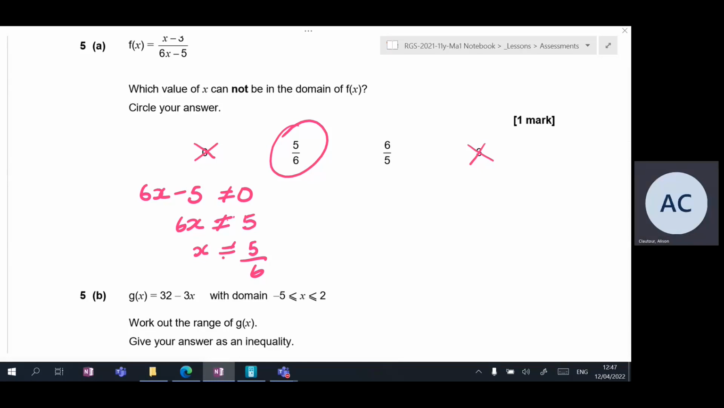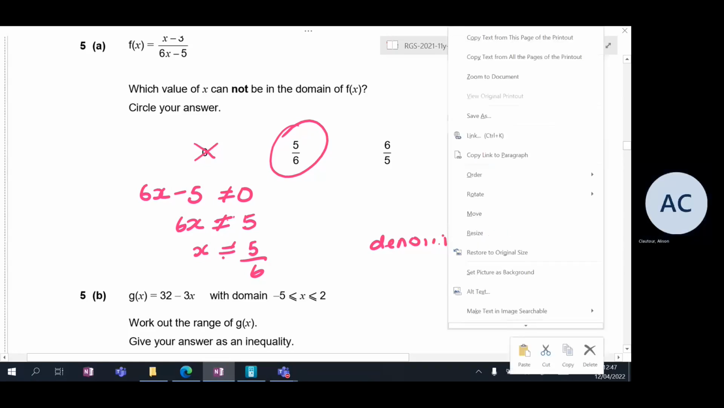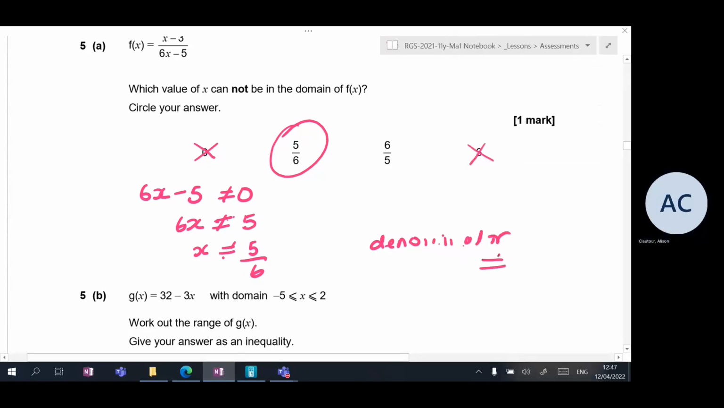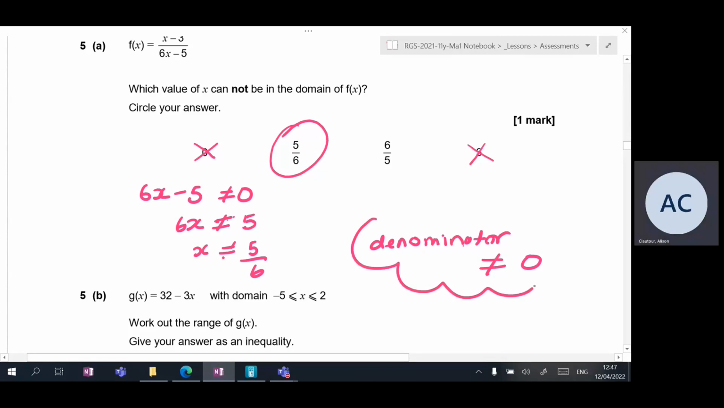But if you were doing this on a non-calculator paper, you would draw the graph and you would solve where your denominator equals 0. So the key point for this is the denominator cannot equal 0. So if you didn't know that already, make sure that that point is clear in your head.